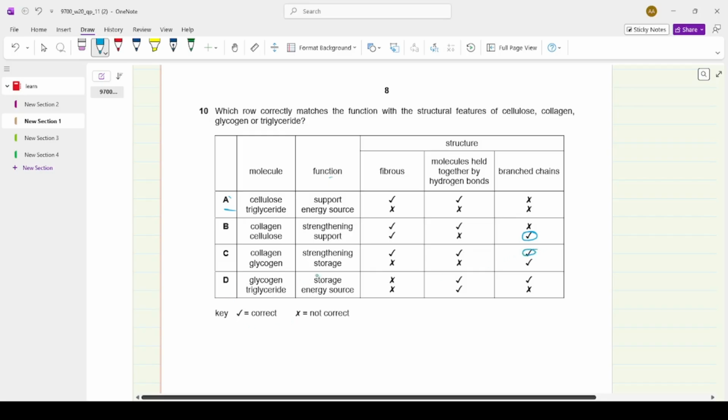Then D, glycogen for storage, yes, in animals. Fibrous, no, that is true. Hydrogen bonds, they are involved somehow. And then branched chains, yes. Then for triglycerides, energy source, yes. Fibrous, not really. Then held together by hydrogen bonds, no, it is the ester bonds which are involved in the triglycerides. So here the best answer was A.